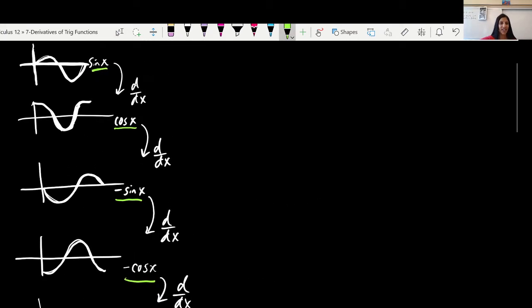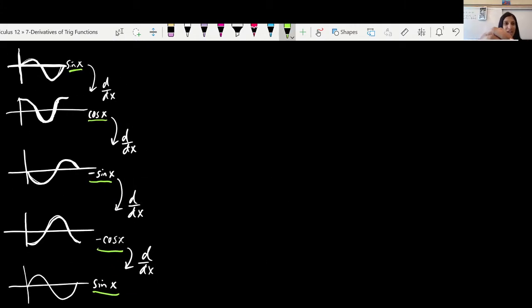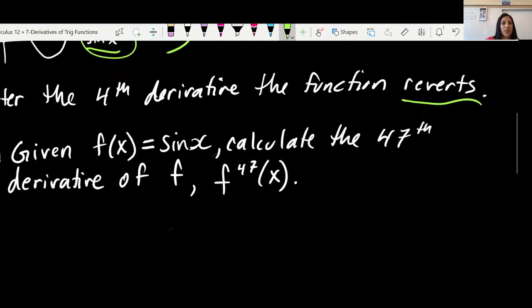I'm going to shrink this down and zoom out so you can hopefully see all of it. If you look at it, the whole cycle from here to here goes through 1, 2, 3, 4 rotations of taking the derivative. So after the fourth derivative, the function reverts back to its original. Sine x here is sine x here once we go through the rotation of taking the derivative 4 times. So that's helpful and useful to know for when we come across something like this.